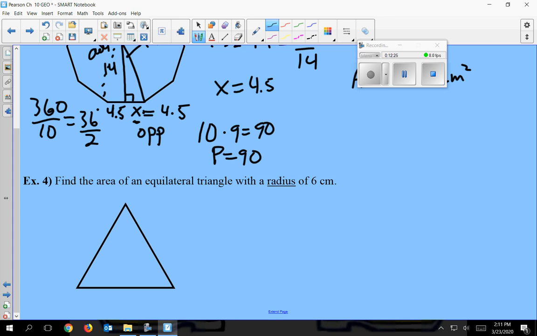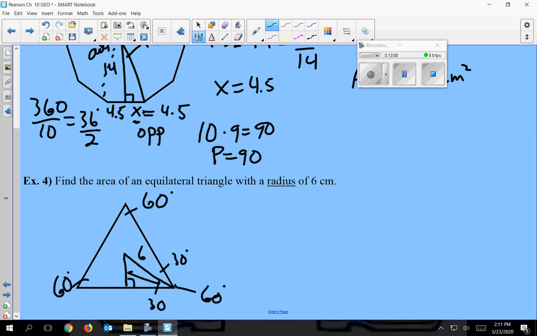So they give me a radius of 6, so that's telling me I got a little bit of work to do here. But watch this. Once again, if you remember that an equilateral triangle, all the sides are the same, so therefore all the angles are equal. So there's 60 and 60 and 60 down here. But I split it, so 30 and 30, and then all of a sudden I think I got a 30, 60, 90 triangle, okay?